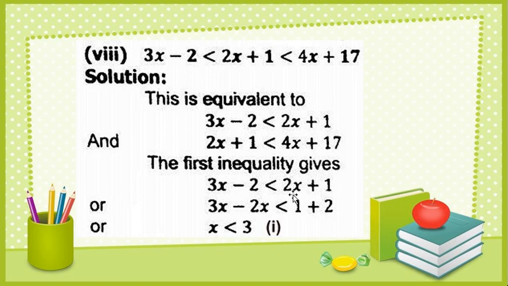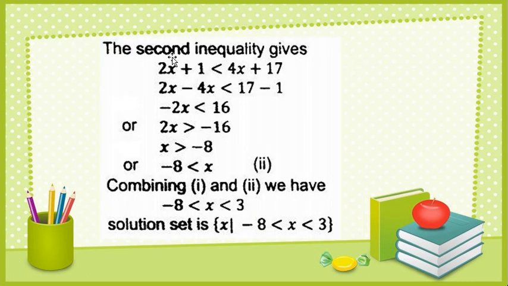So I am writing the x values, the variables, on the left side. This 2x is adding over there, move it to the other side, it will be subtracted. 3x minus 2x becomes x, and this minus 2 is a constant, move it to the other side, it will be added. So 1 plus 2 becomes 3. So the first inequality has the solution that x is less than 3. Now I am moving to the second one. The second inequality gives me 2x plus 1 is less than 4x plus 17.